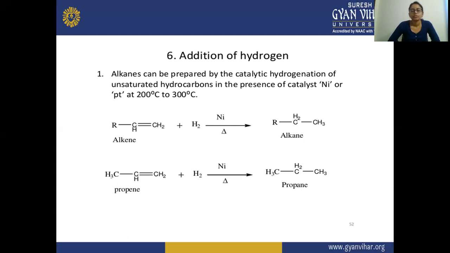So here you can see propene is reacting with hydrogen. Then there is an addition of this hydrogen molecule across the double bond of the carbon. So here there is a formation of propane. Alkane is formed from alkene, propene. There is a transformation from alkene to alkane by hydrogenation.